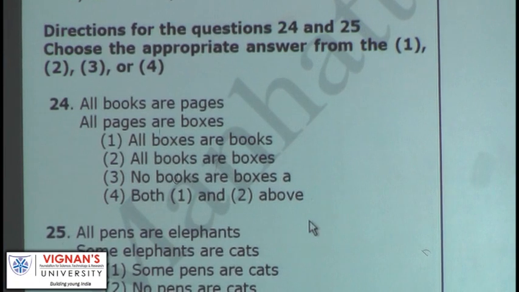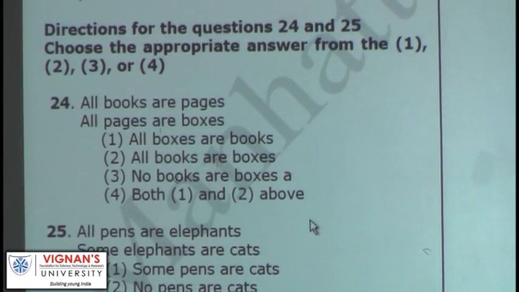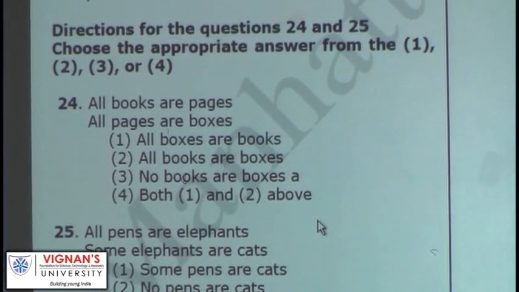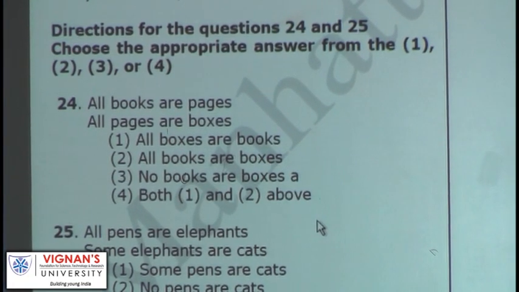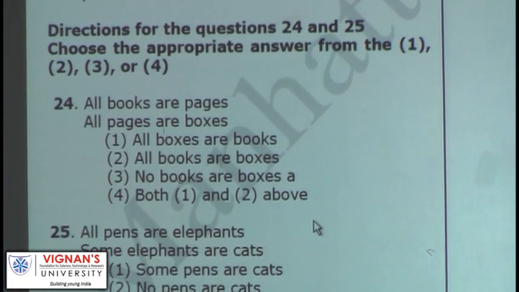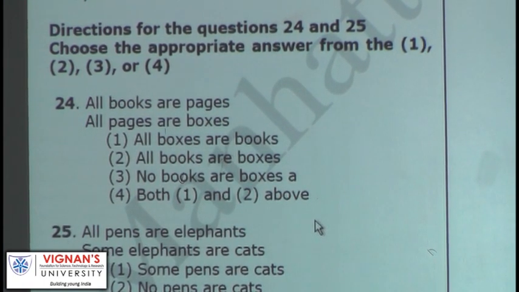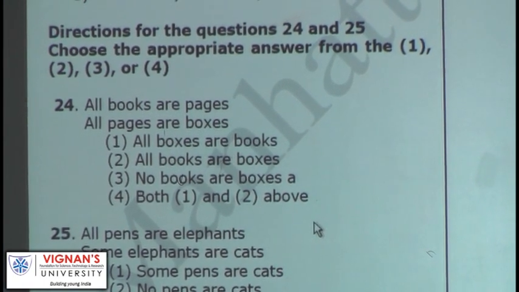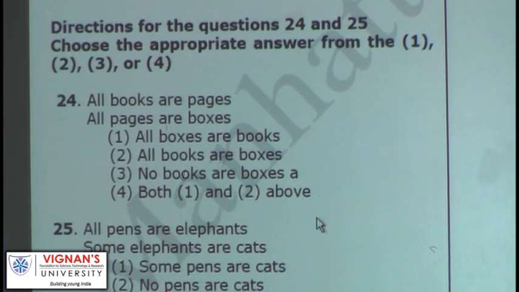Can we answer it from statement 1 alone? Why? Because we don't know about B. So statement 1 alone is not sufficient. Now go to statement 2. Statement 2, is it talking about A? No. Statement 2 alone is not sufficient. Now let us combine and see.